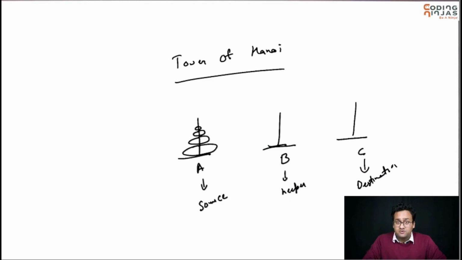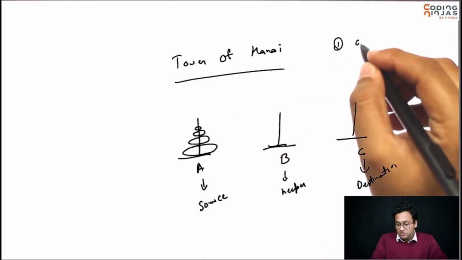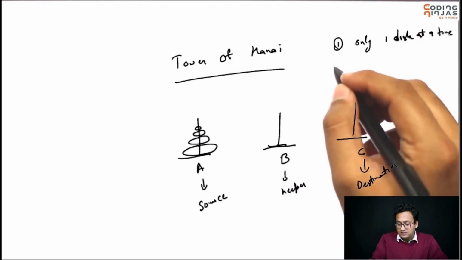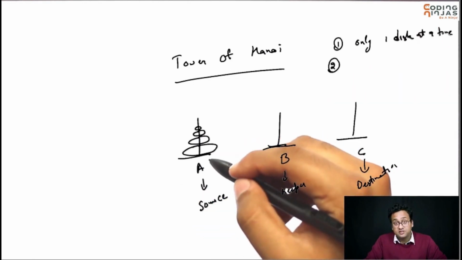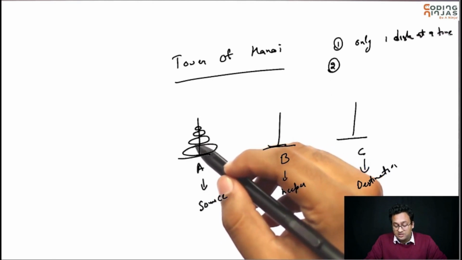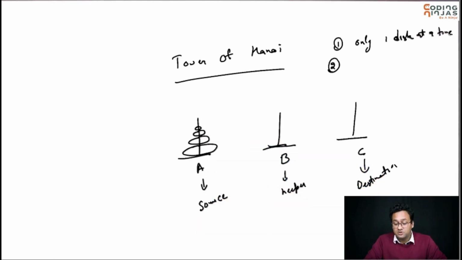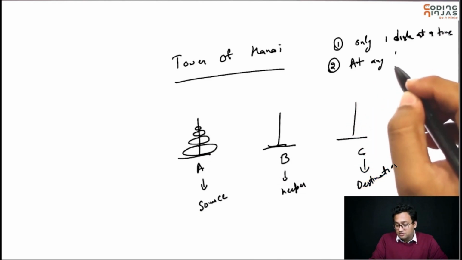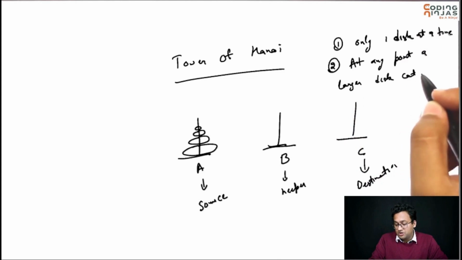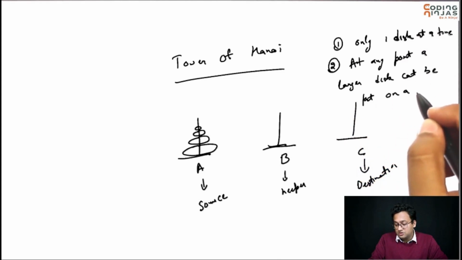There are a couple of rules. First of all, you can pick only one at a time. So I can only pick one disk at a time and move it. So the first rule is only one disk at a time. The second rule is, the way I have drawn it, the largest disk is at the bottom, then the larger, then the smaller one, and the smallest one is at the top. At any point, a larger disk cannot be put on a smaller one.